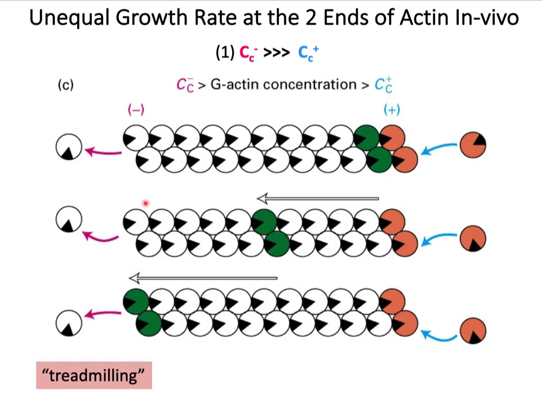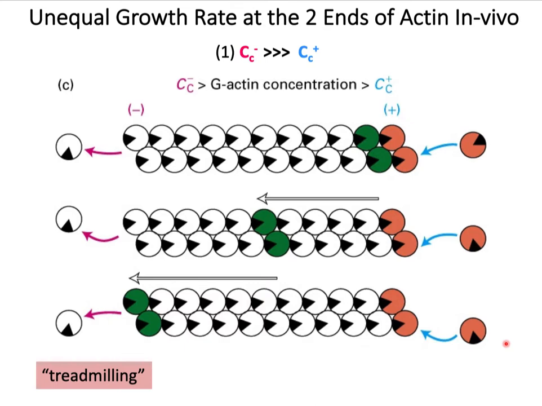So this is known as treadmilling, and this is a very important process, especially for the cells that want to extend their membranes or when they want to move in a certain direction. The actin filament can polymerize in certain parts of the cell in this treadmilling fashion to create forces necessary to extend their membrane in certain directions.